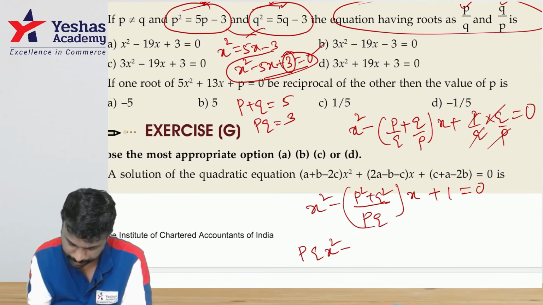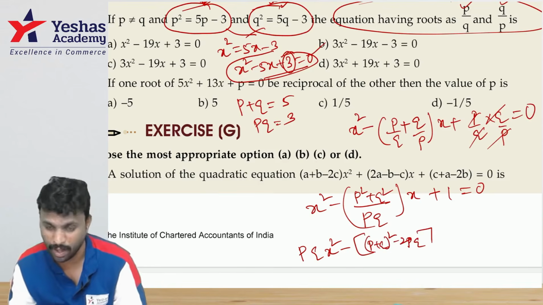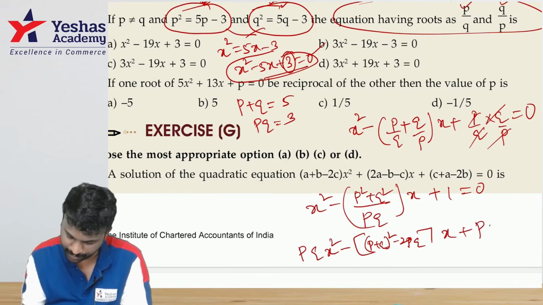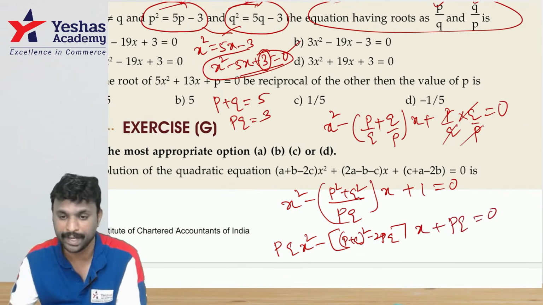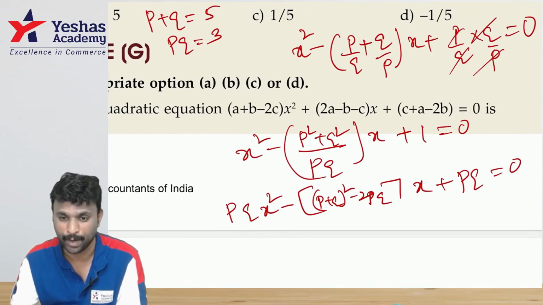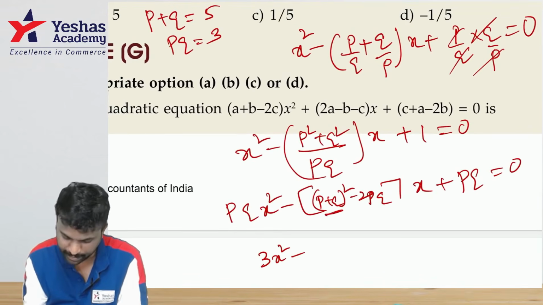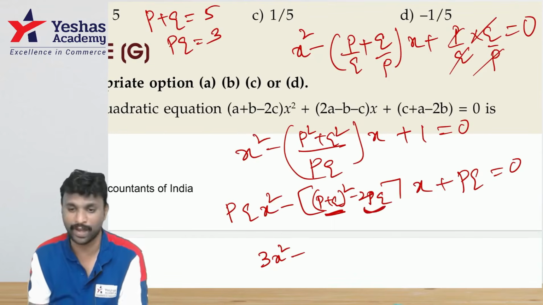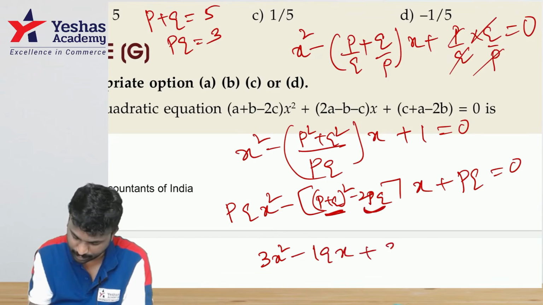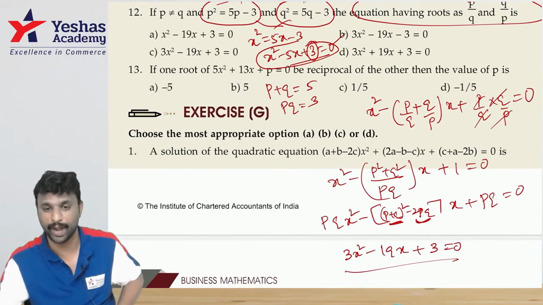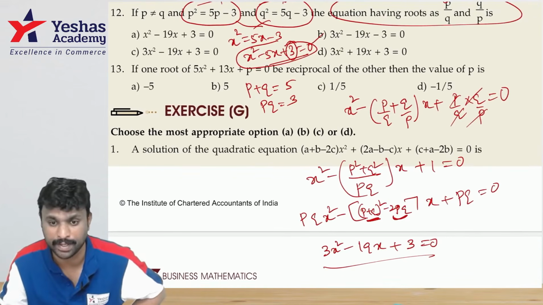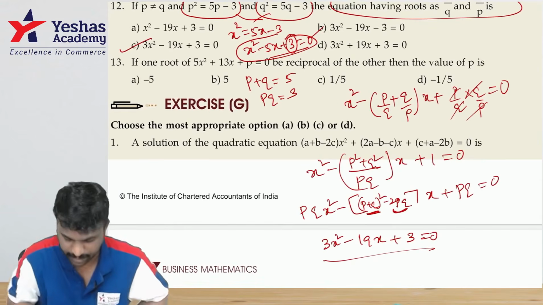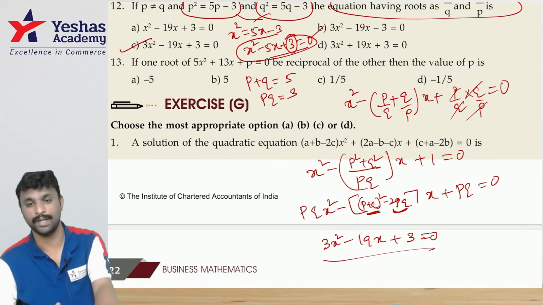Guys, we can multiply the entire equation with PQ. So PQ into x square minus, can I write P square plus Q square as P plus Q the whole square minus 2PQ? Yes, of course, completing the squares. Yes or no? Into x plus PQ into 1 is PQ equal to 0. Guys, what is PQ? P into Q is the product of the roots, which is 3x square. And P plus Q is 5, the square is 25. 2 into 3 is 6. 25 minus 6 is 19x plus 3 equal to 0. This is the required equation. 3x square minus 19x plus 3 equal to 0. That is option C. Have you all understood?